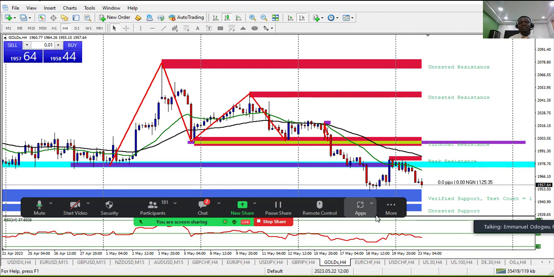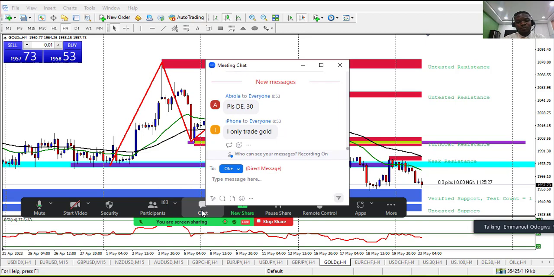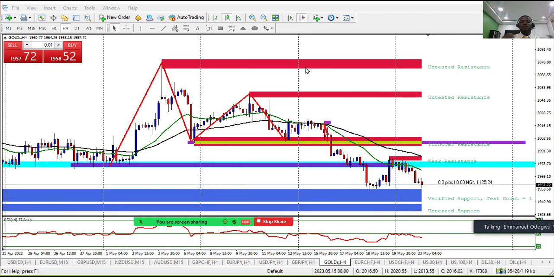If gold has shifted to the downside, it means we now have the market structure shift towards the downside. That means you now have to look for sell trades. Okay, I can see you there. You say you only trade gold. Fine. So you have to now look for sell trades on gold. And of course, if you're looking for sell trades on gold, like we always do, you want to sell at the resistance. That's what we call the premium price.